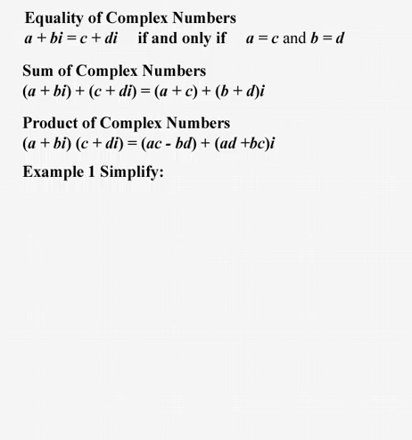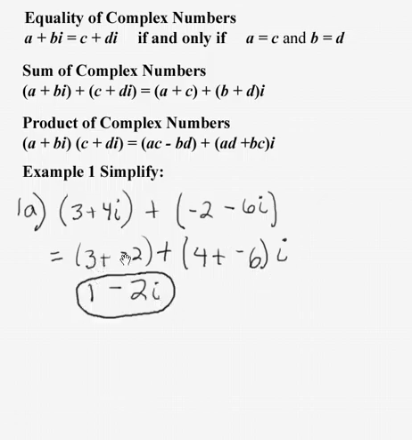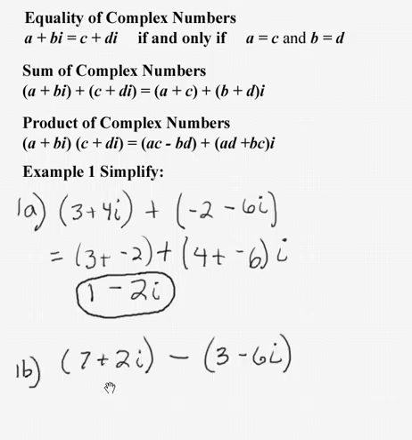So let's look at simplifying some of these situations. And in most of these situations, we add the real parts, so 3 plus negative 2. We're going to add those together. We're going to add the imaginary parts, so 4i plus negative 6i. 3 plus negative 2 is 1. 4 plus negative 6 is negative 2i. And that's the sum of those two complex numbers.